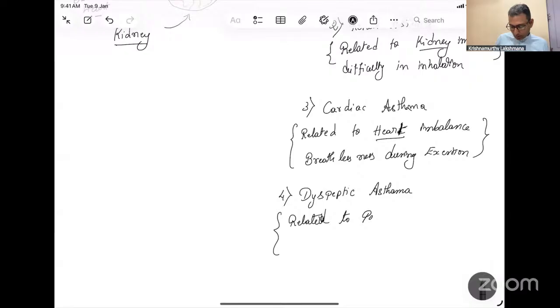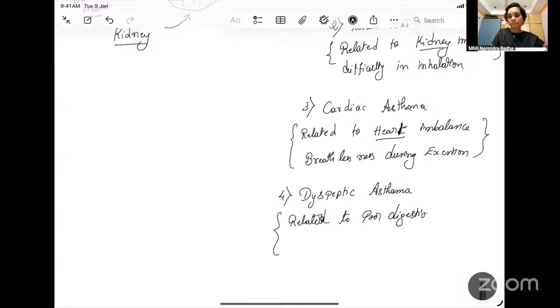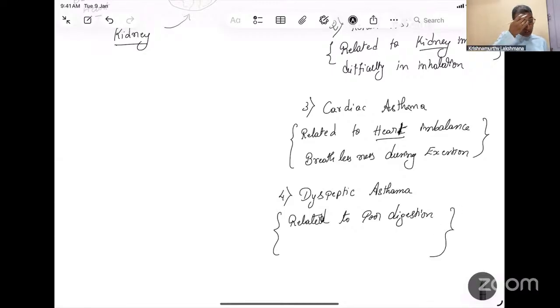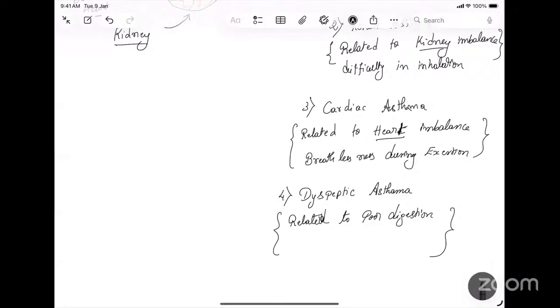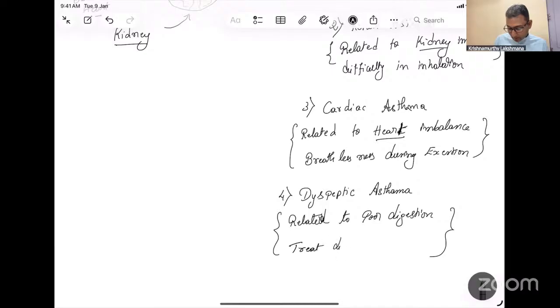To poor digestion. Now, here you have to treat what? Treat the digestive system. Treat the digestive system to improve the asthma.